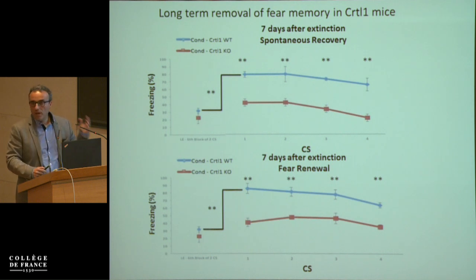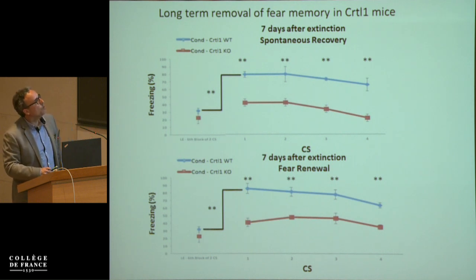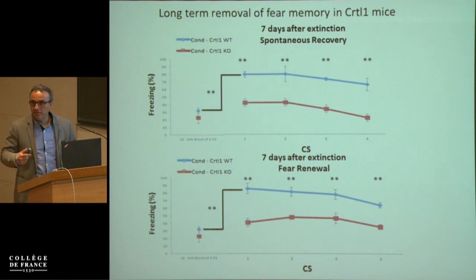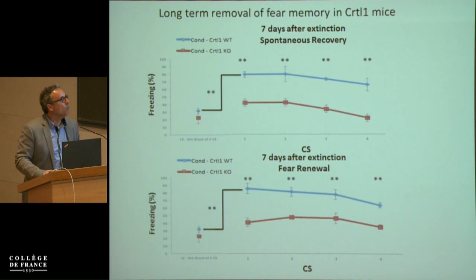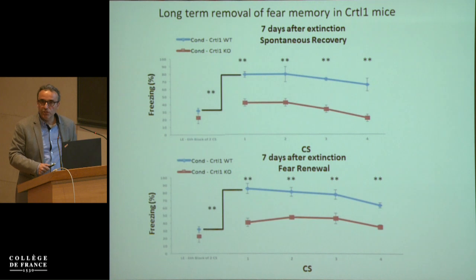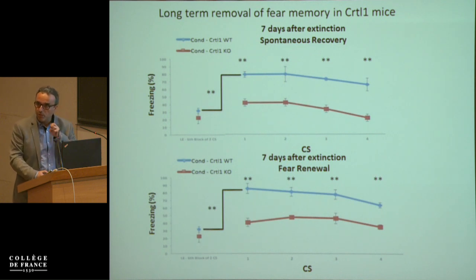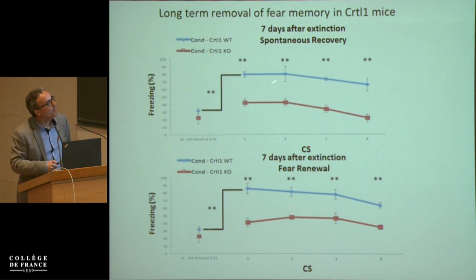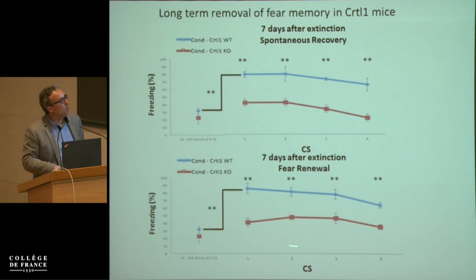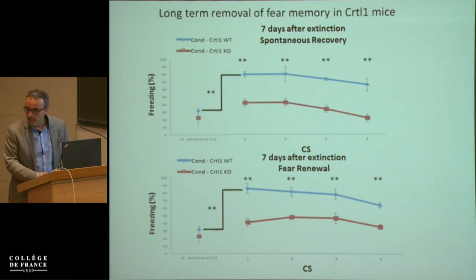So, for instance, if you end extinction and then you test the animals again after 7 days, you see the reappearance of the fear memory. Either it can be spontaneous, or you can just give a shock, and the shock reactivates the memory, and then the animal shows freezing in response to the CS. And while this occurs in the wild type, it seems that the fear memory is really deleted in the knockout.